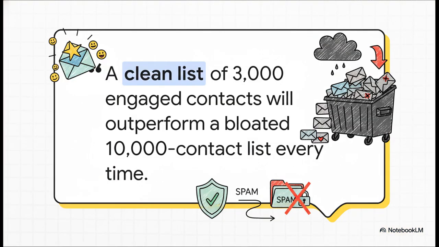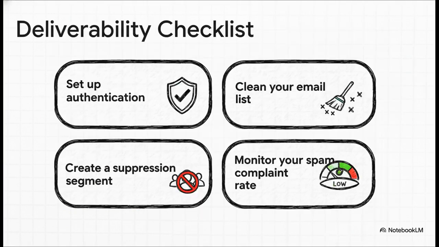We all get obsessed with having a huge list, but inbox providers like Gmail, they couldn't care less. They care about engagement. If you keep sending emails to thousands of people who never open them, you're actually destroying your own reputation and telling Gmail to send you straight to spam. So what can you do?